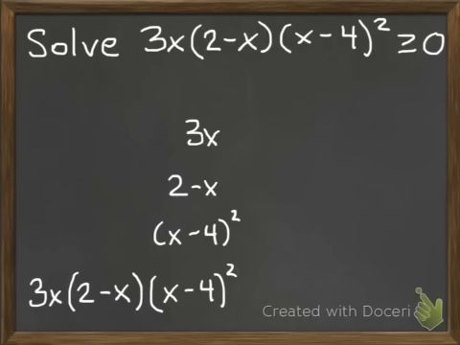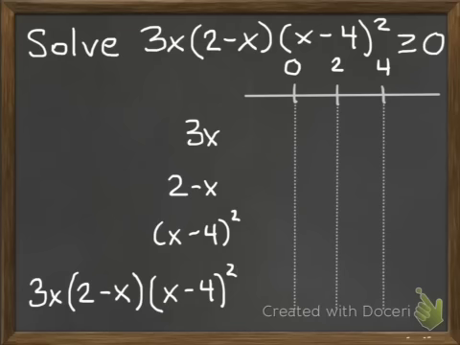I'm going to start by drawing a number line and marking on the number line the values of x that make the left-hand side of our inequality equal to 0. And those three values allow us to divide up our number line into a number of intervals. And we're going to look at the sign of each factor on each interval. So we're going to start by looking at the sign of 3x on this interval where x is less than 0.